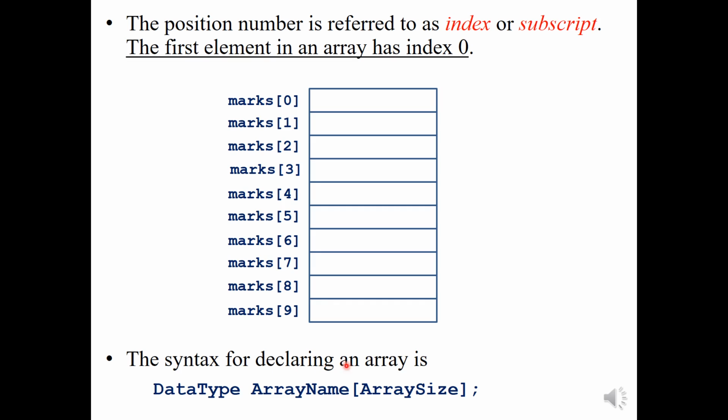So the syntax for declaring an array is, you will say data type, int, float, bool, char, anything, then the name of the array which is given by you, and then the maximum size of the array that is also given by you, depending on how large this array is going to be.